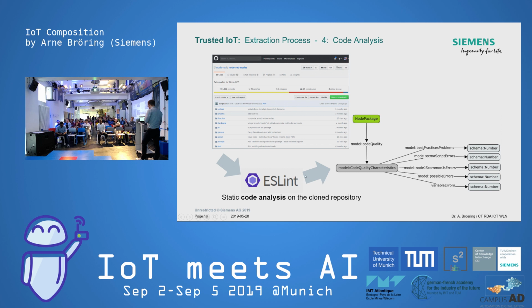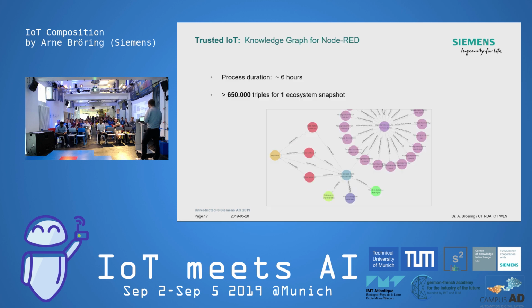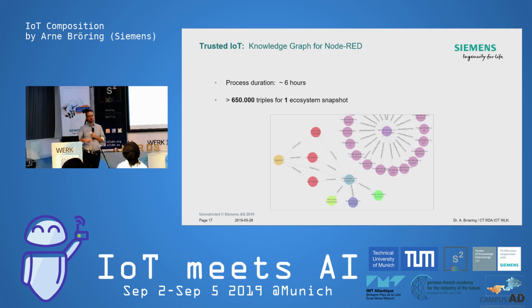Here's the static code analysis. We use ESLint for that, download the code, run this analysis and store the information also. Overall, this process takes around 6 hours to crawl the entire ecosystem, and then we produce around 650,000 triples for one ecosystem crawl. Obviously, you have to do that multiple times or keep doing it to keep it updated.